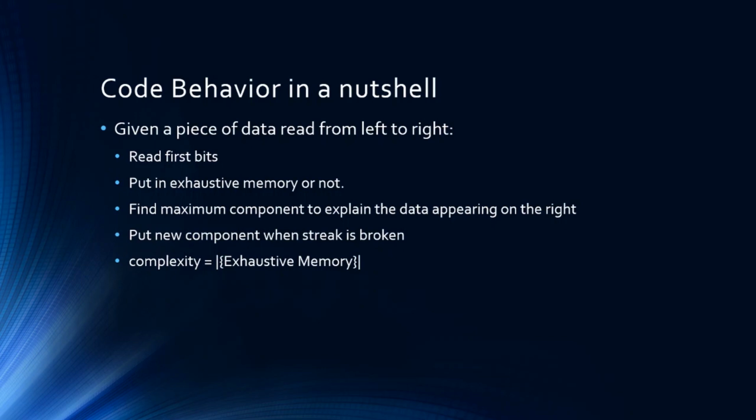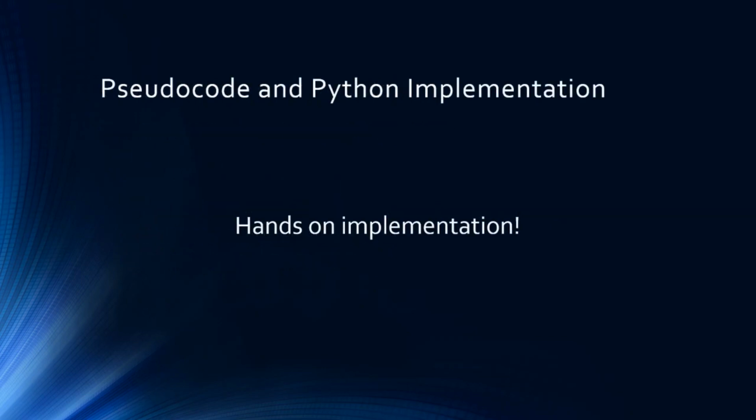You start from the beginning, and then you try to find a component that you already saw that explains as much as possible of the next chunk of data. And when the streak is broken, you put that new component into your exhaustive memory, and then you repeat until there are no more bits to be read. The length of your exhaustive memory, the number of components inside it, is the complexity index. So let's look at the pseudocode and some Python implementation.